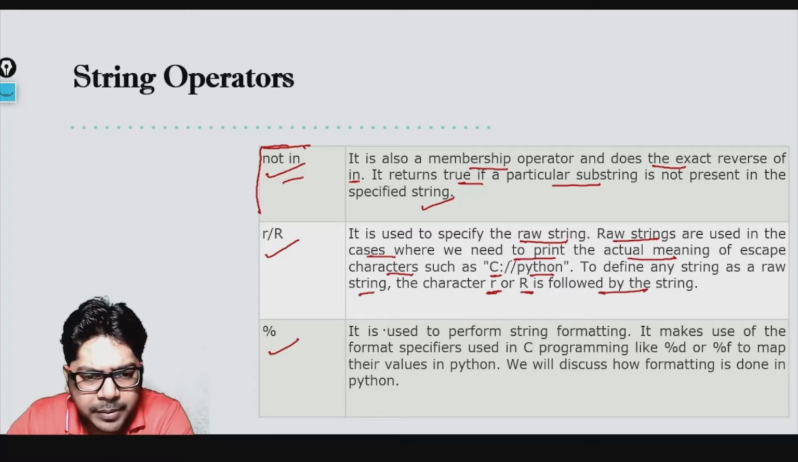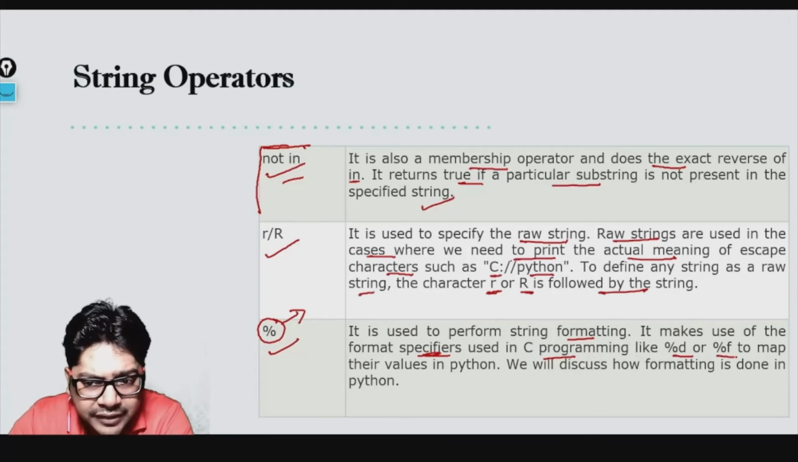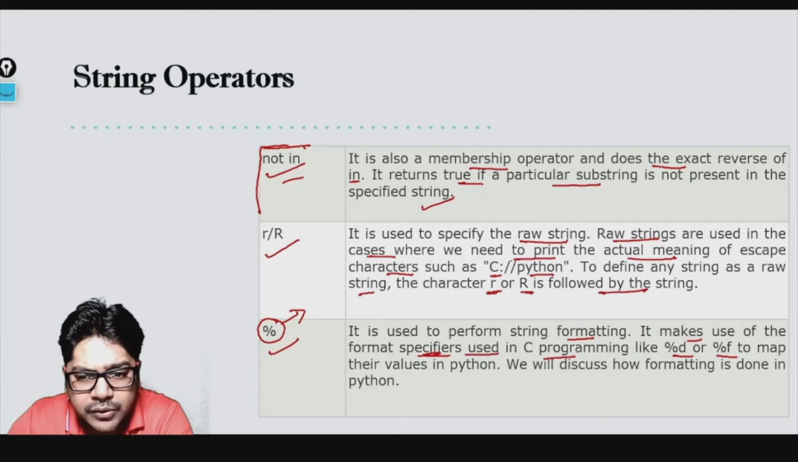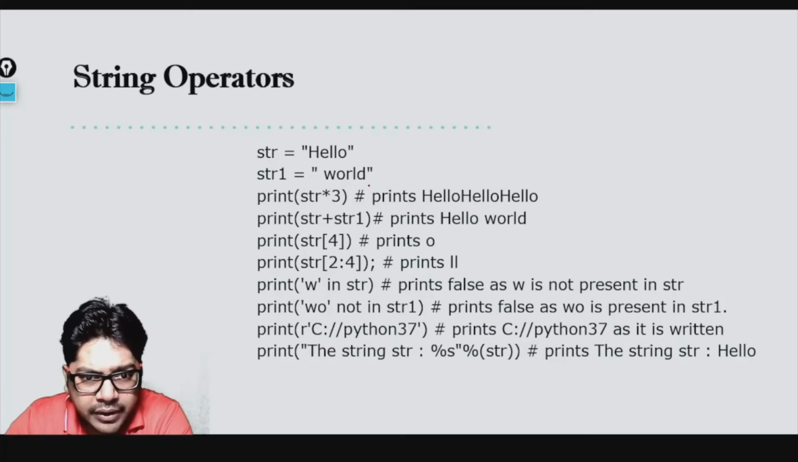Then we have the percent sign, right? It is used to perform string formatting. Now, unlike with numbers, where it is called the modulo operator, here with a string it is used for formatting, and it makes use of the format specifiers used in C programming. So if you know format specifiers in C, you have %d, %f, %c, %s, right? So here also it makes use of the format specifiers used in the C programming language, like %d, %f, to map their values in Python. Okay, so we will discuss how formatting is done in Python in this video itself. Don't worry about that. So now have a look here. str equal to hello, str1 equal to world.